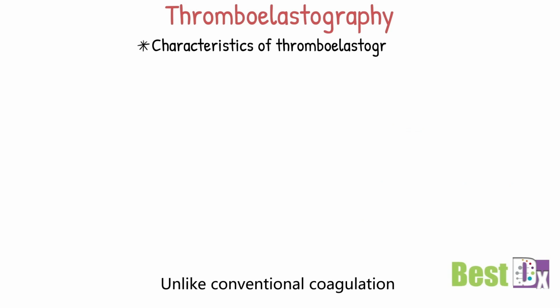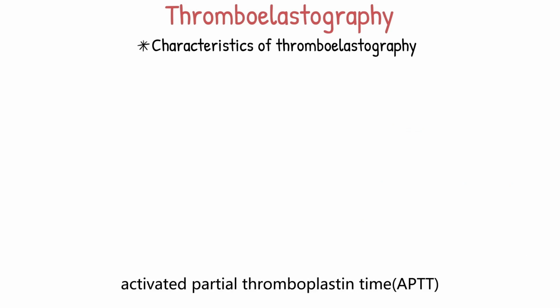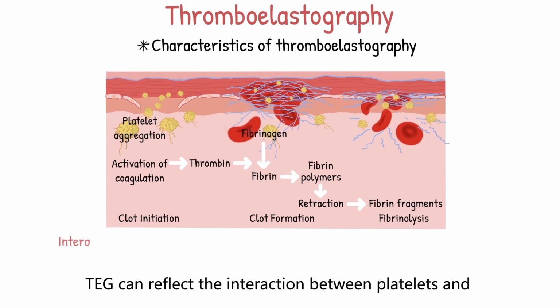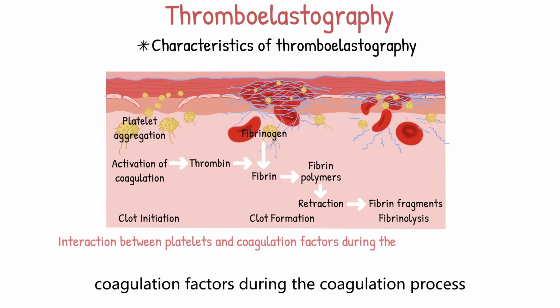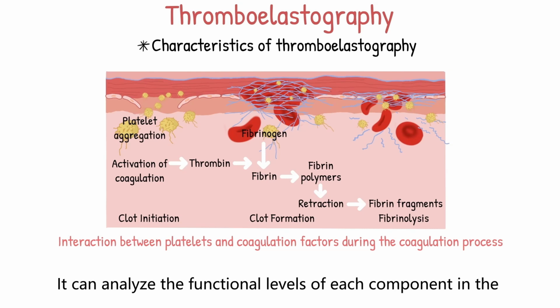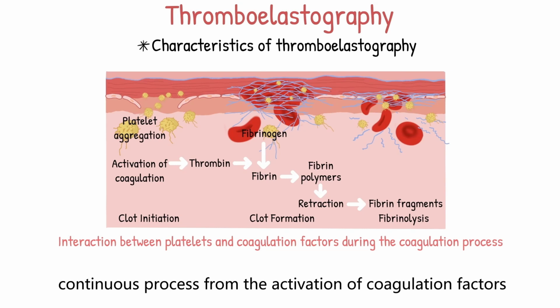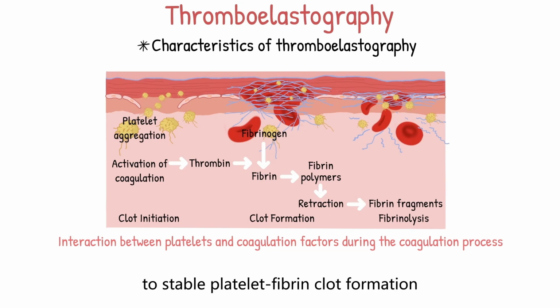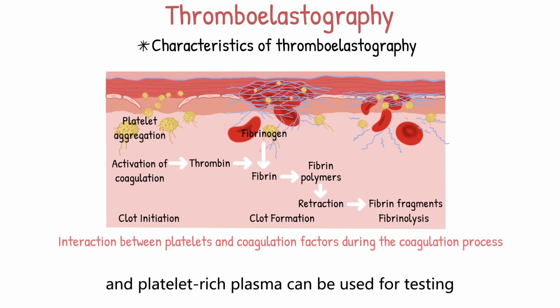Unlike conventional coagulation function tests such as PT, APTT, etc., TEG can reflect the interaction between platelets and coagulation factors during the coagulation process, showing the entire process of coagulation occurrence and development. It can analyze the functional levels of each component in the continuous process, from the activation of coagulation factors to stable platelet fibrin clot formations, and then to the final fibrinolysis. This test requires less blood and does not require special treatment. Whole blood, plasma, and platelet-rich plasma can be used for testing.